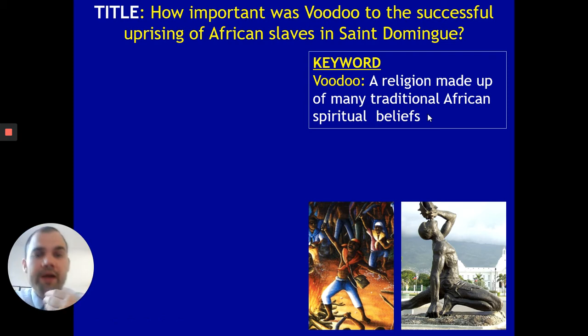So what is voodoo? Voodoo in Haiti is actually just a religion made up of lots of different African spiritual beliefs. Remember that the slaves in Haiti were kidnapped from lots of different parts of Africa. They spoke different languages. They had different cultures. And voodoo almost became a religion that was like a glue that tied them together. It was a mix and match of different African spiritual beliefs, and it gave them a sense of unity to fight against the slave owners.